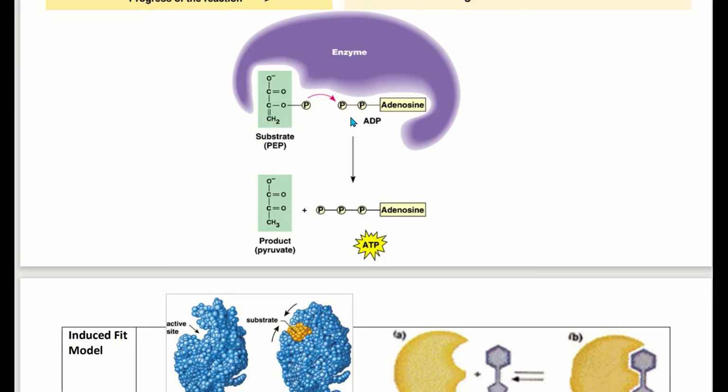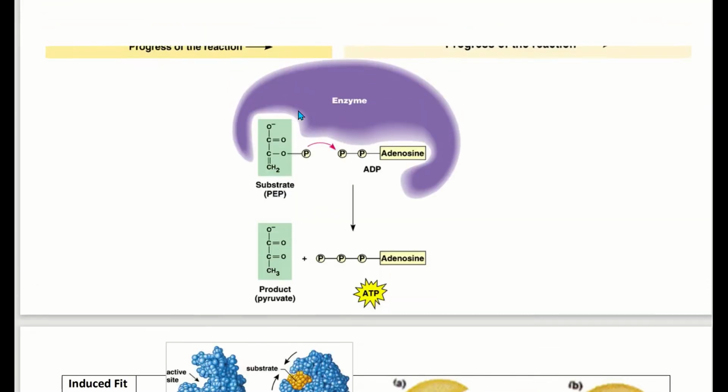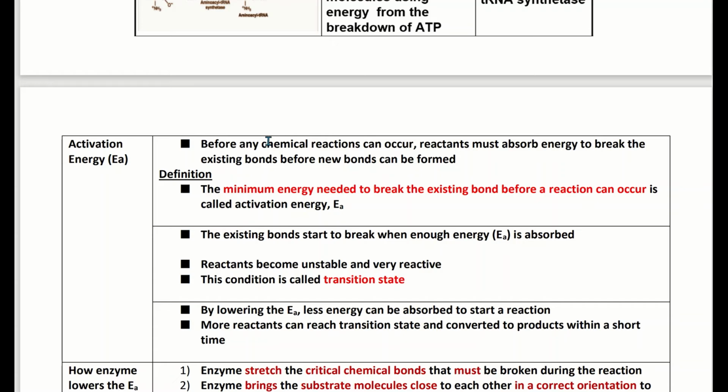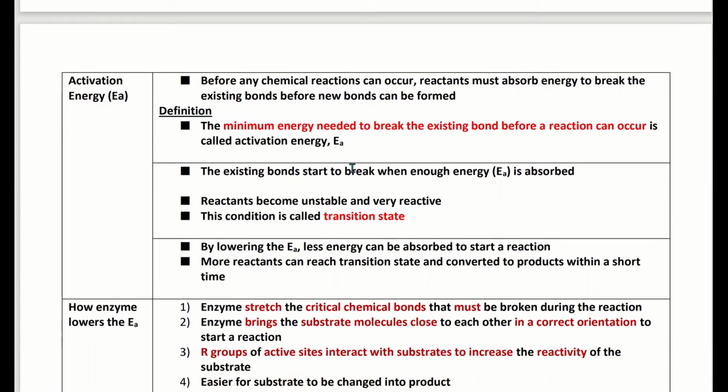So before dia nak break the bond, dia perlu absorb energy, and this energy is what we call as activation energy. So before any chemical reaction can occur, so yang dia nak break bond tu lah reaction tu, reactants must absorb energy to break the bond before new bond can be formed. So definition activation energy adalah minimum energy needed to break existing bond before a reaction can occur.